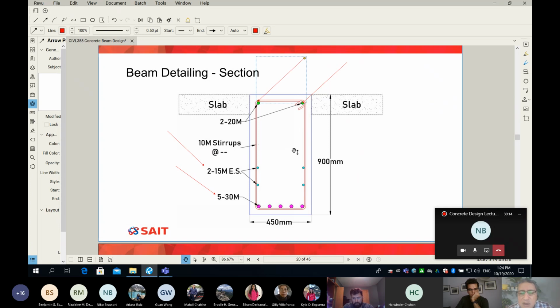And then later on in my course, I'm going to show you how to design the stirrup. But for now, I set 10M stirrup at and then dash. Because in my course, you will learn how to find the spacing between the stirrups. But for now, let's leave it blank, dashed. Also, I showed my height, 900 mils, and then the width is 450. What do we call this? It's a beam section, huh? And that's what you will summarize all your findings.